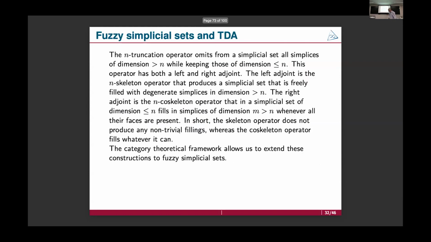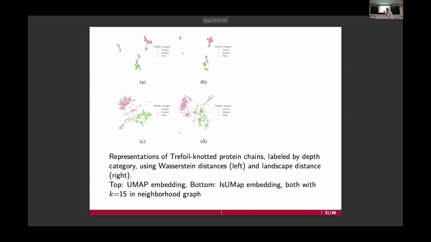Are the colors some other empirical label? No, the colors are just the biological labels. So here in the first picture, this was just for protein classes. And here it's according to the degree of knottedness, to the extent that the biologists classify them.